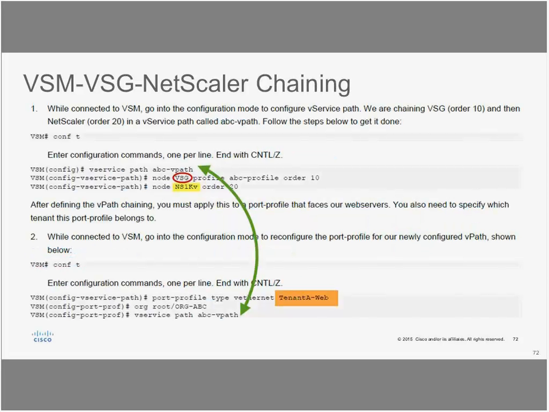So, a configuration example of how things are tied up. We create a vService, which is a vPath on the VSM. We specify the order of chaining. So the question that would come up is: okay, I have ASA, I'm using VSG, I'm using NetScaler. What is the order of preference? Where should the traffic first go before it goes to the next node?